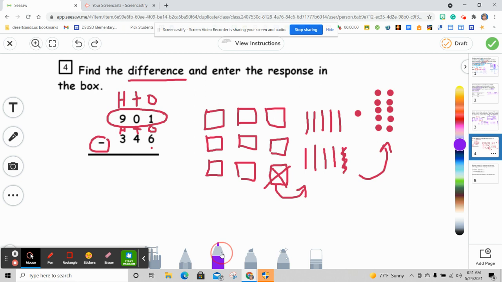Hold on. Let me do it skinnier. That's 1, 2, 3, 4, 5, and 6. And I stop because that's 6. So I'm going to cross this one out.